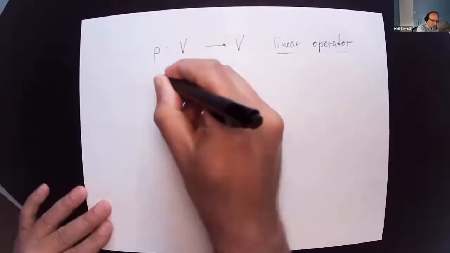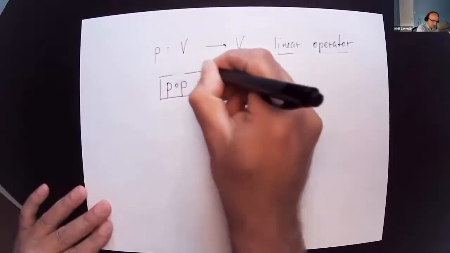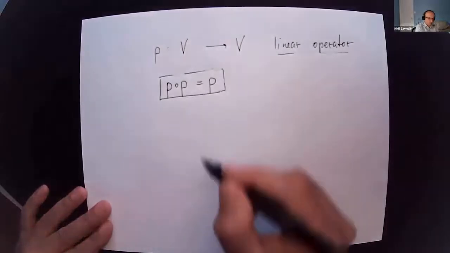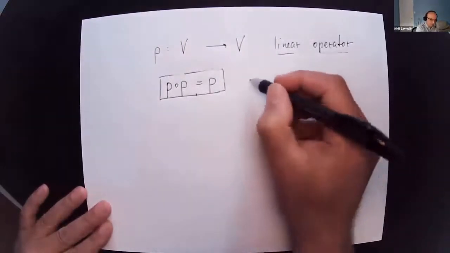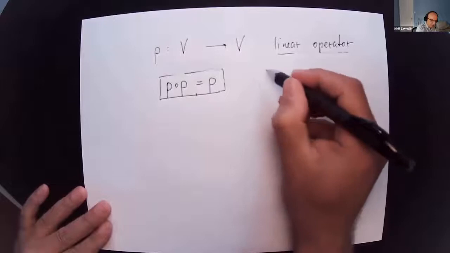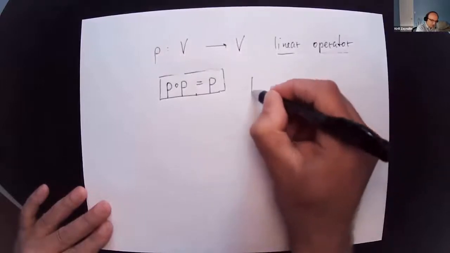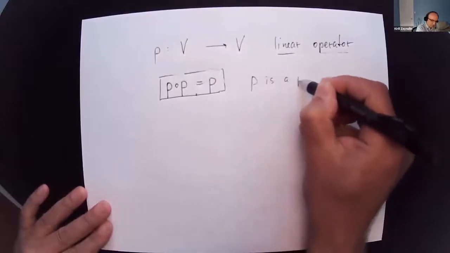So that's a defining property. Namely, whenever you have an operator with such a property, then this operator is called a projection. So P is a projection.